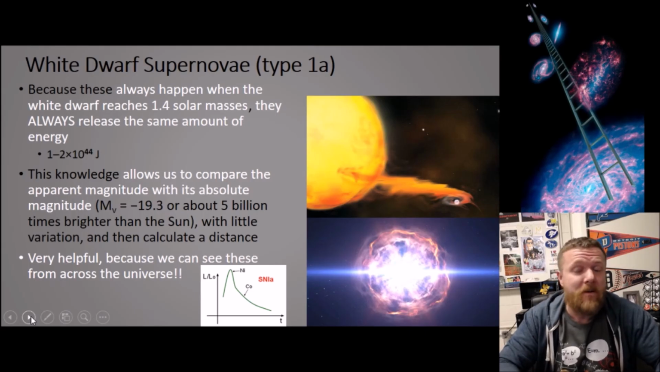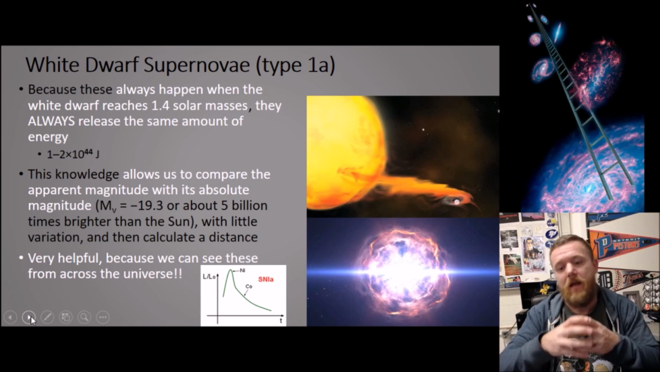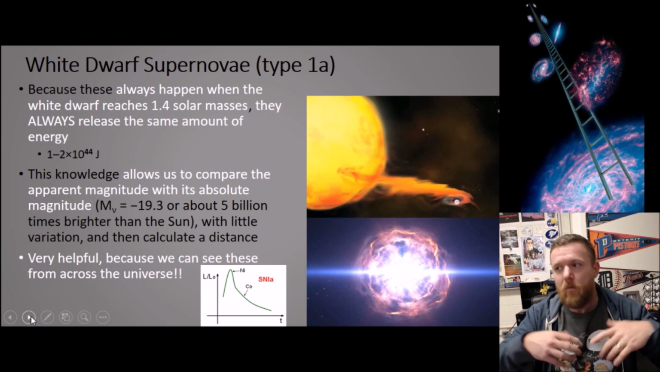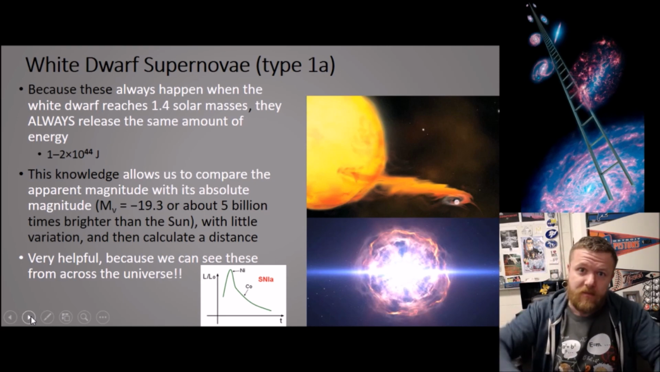These can be seen billions of light years away. So if we see a galaxy that has one of these Type 1a supernovae in it, we can calculate how far away that galaxy is. And then if that galaxy is in a group or a cluster of galaxies, we can determine about how far away that entire cluster of galaxies is.